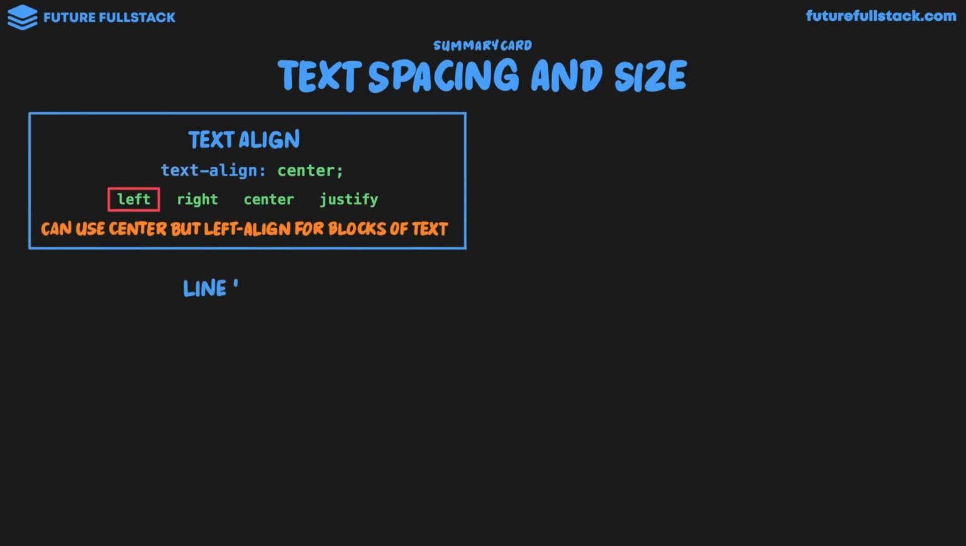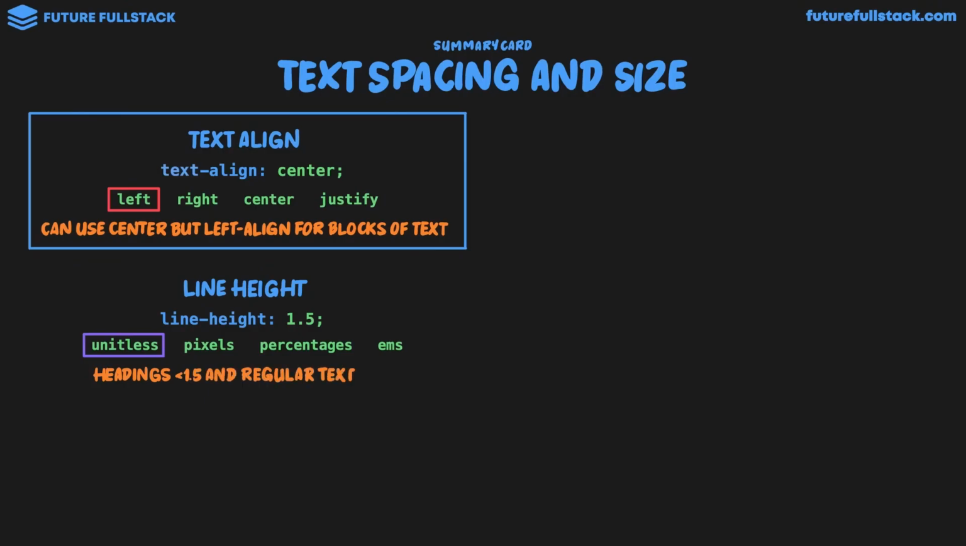We then looked at line height, where the CSS property looked like this. The units we can use for the value include unitless, pixels, percentages, and ems. We mentioned we're going to be talking about units in a later topic. And for line height, it's most common to use unitless values, like 1.5 shown above, which multiplies the font size by 1.5. The design guidance we saw was that headings should be less than 1.5, and regular text should have a line height value of 1.5 to 2.